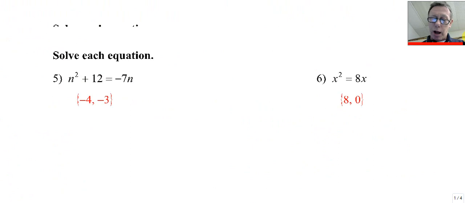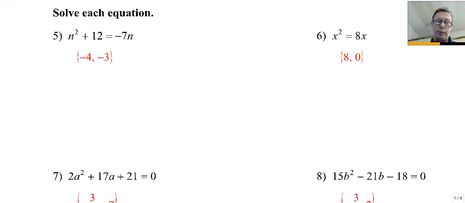Next problem says to solve. It doesn't tell us how. We can use the quadratic formula or whatever method we want to use. So the first problem, what I have is I need to get this -7n over to the left-hand side so that I'm setting y equal to 0. So that would be n squared plus 7n plus 12 equal to 0.